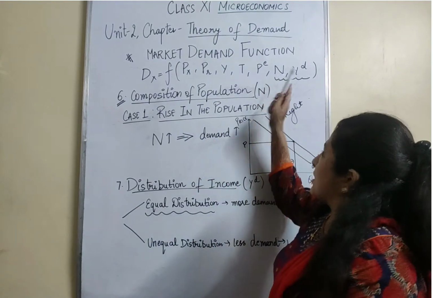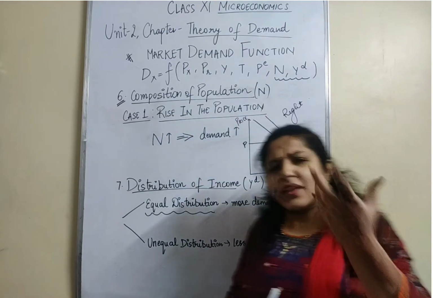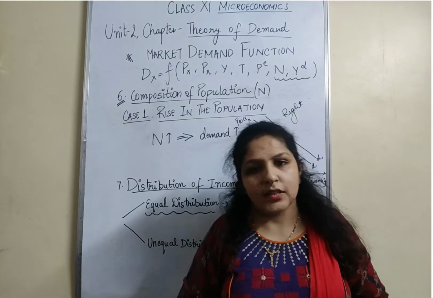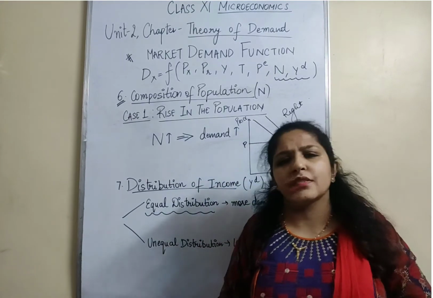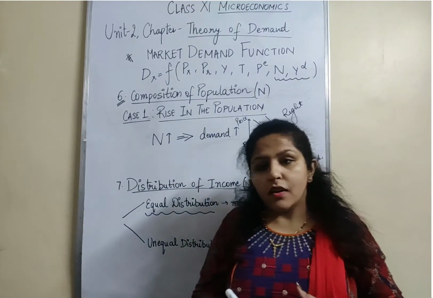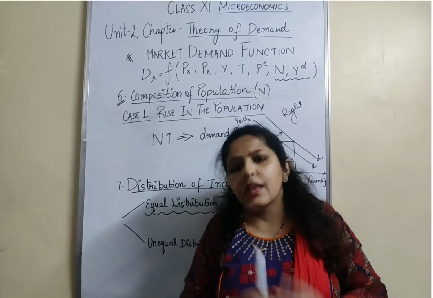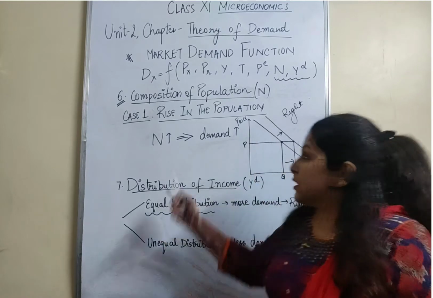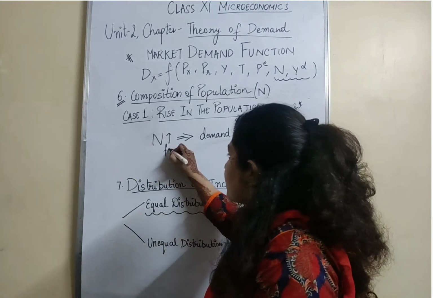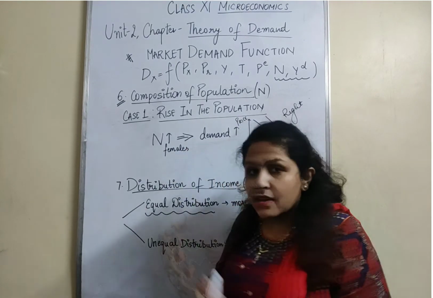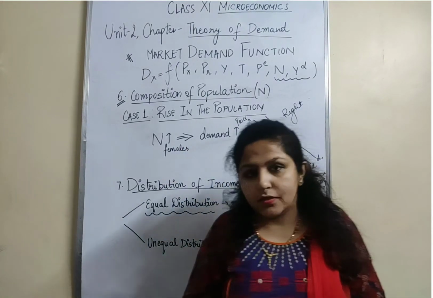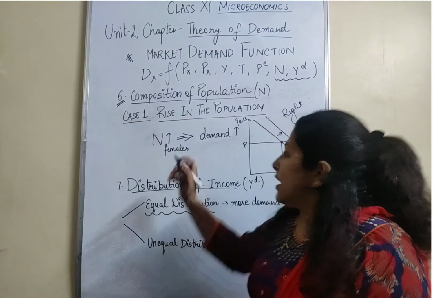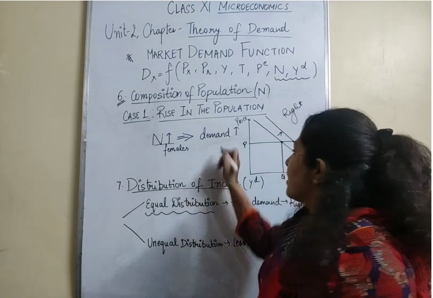So first one is N. N is composition of population. This is very interesting. Just think about it, if the population increases, what will happen to the demand of a commodity? It depends on which composition of population is increasing. Let's say the demand for cosmetics is increasing. Why will the demand for cosmetics increase? Let's say the female population in a country is increasing, the number of females in a country is increasing. So demand for the products demanded by females, such as cosmetics, will be increasing. So an increase in population of that composition increases demand.